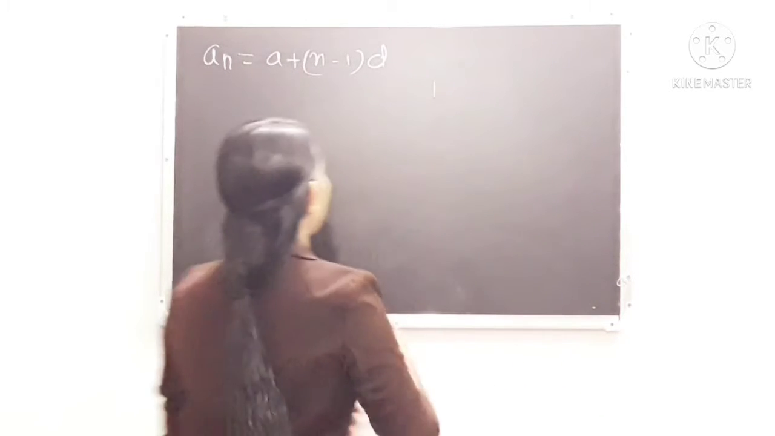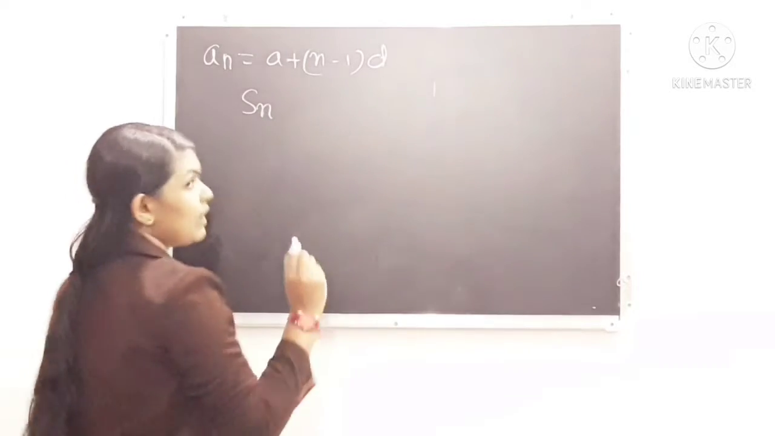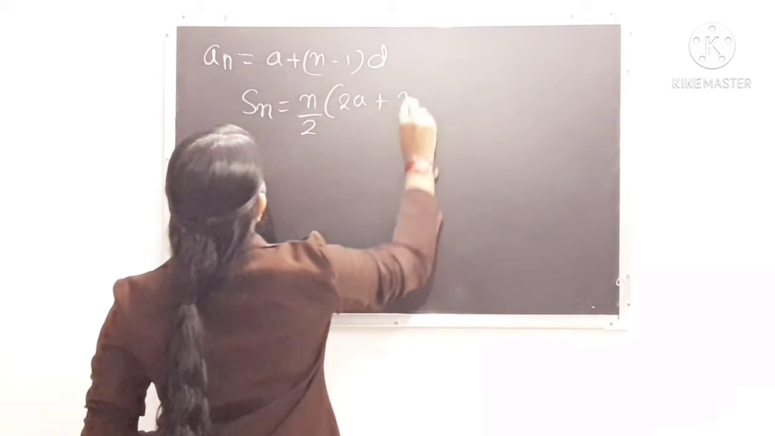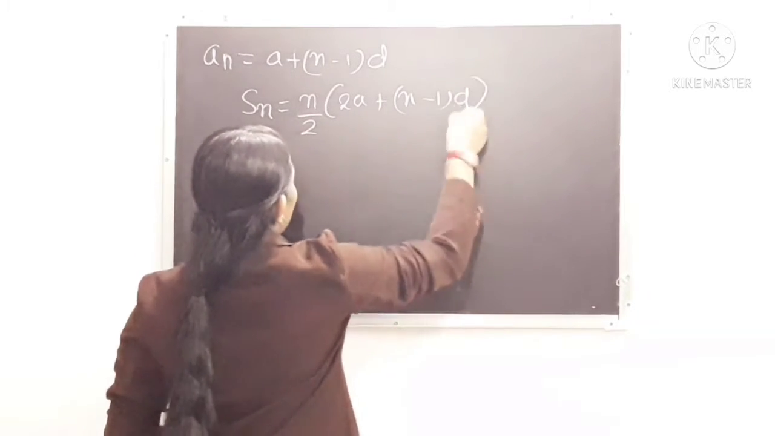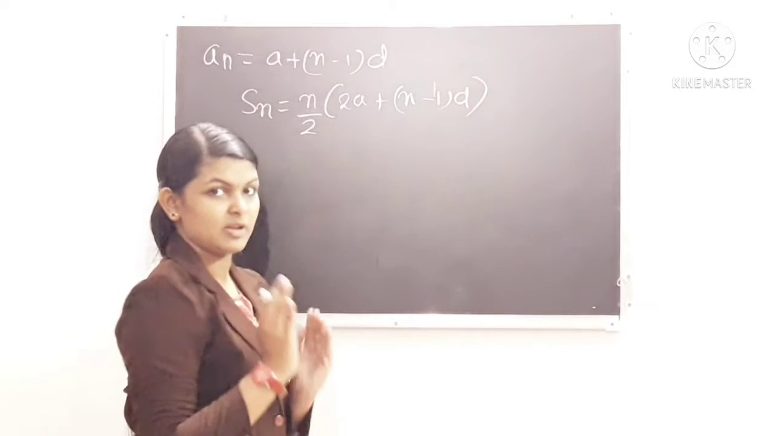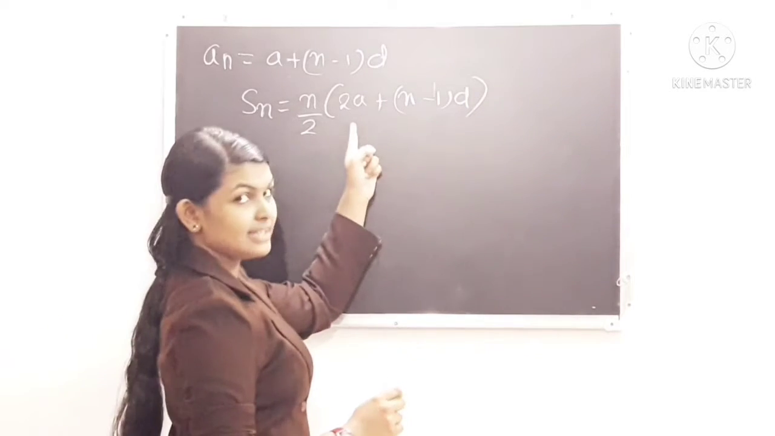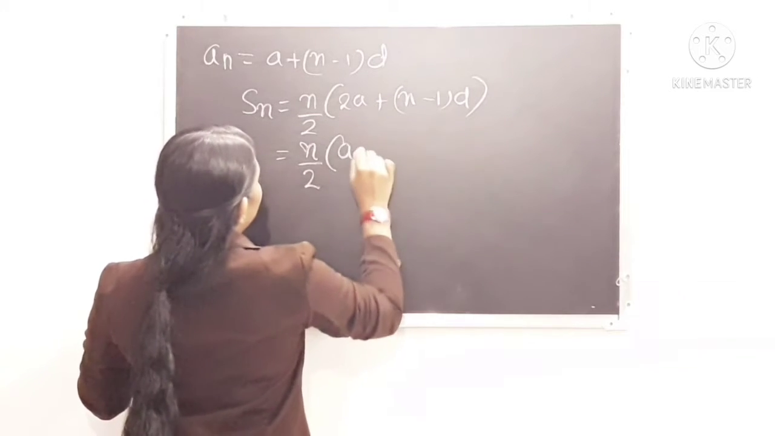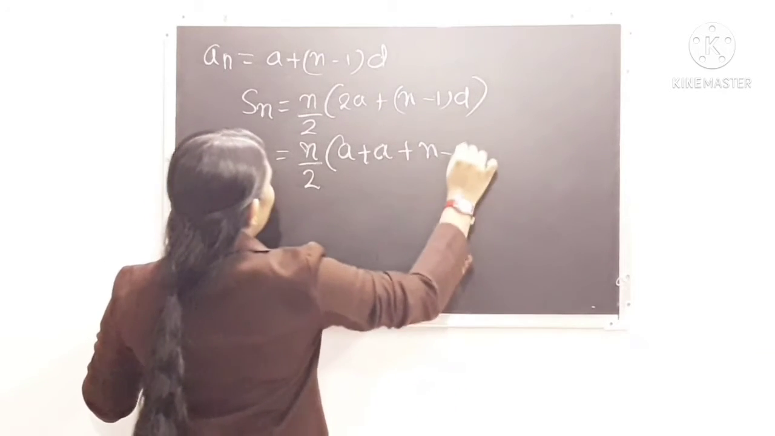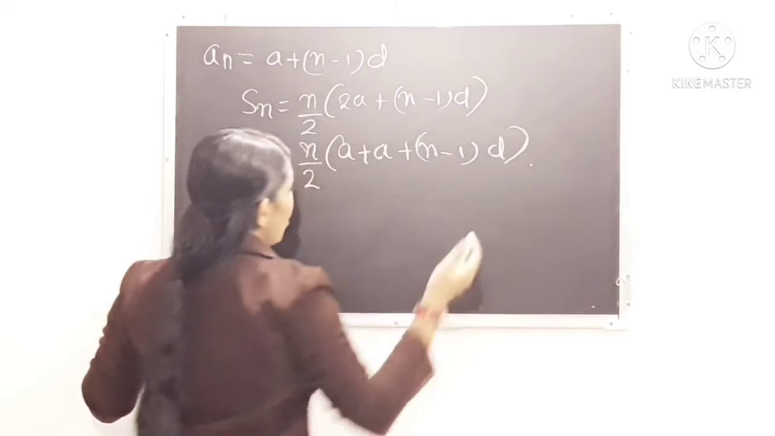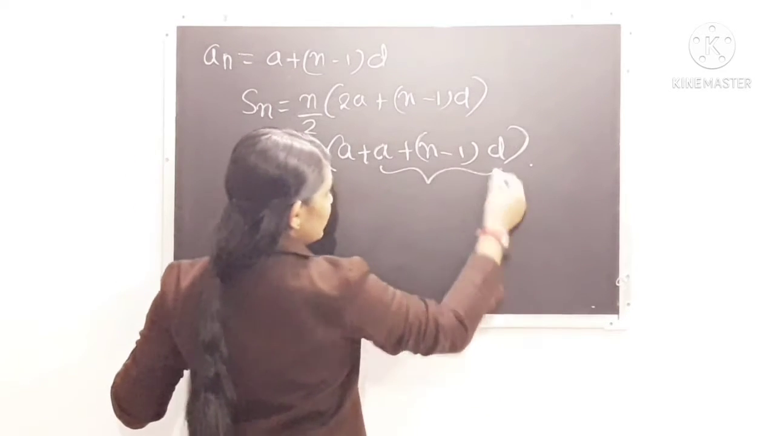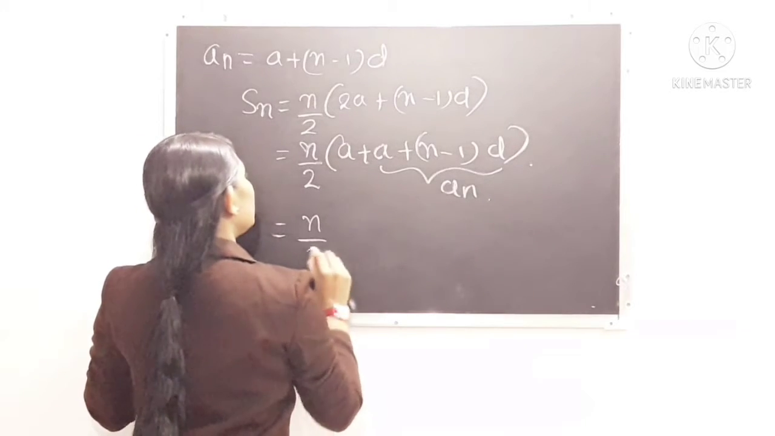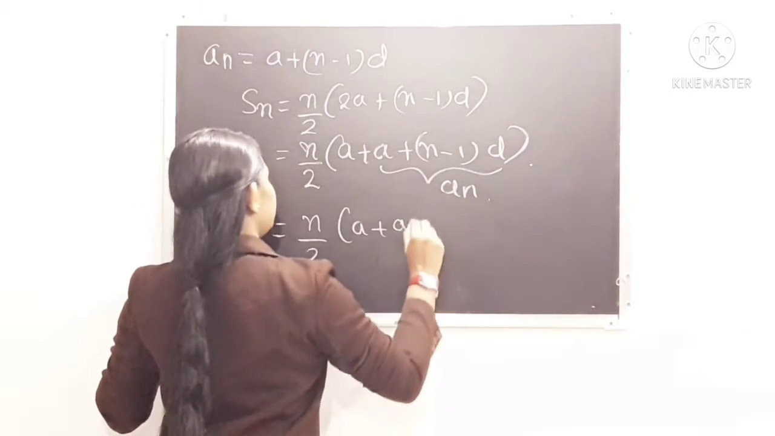Okay, so the equation to find the sum of n terms of an AP will be equal to n by 2 into 2a plus n minus 1 into d. This 2a can be split as a and a. So this can be written as n by 2 into a plus n minus 1 into d. We have already learned that a plus n minus 1 into d is equal to an. So this can also be written as n by 2 into a plus an.